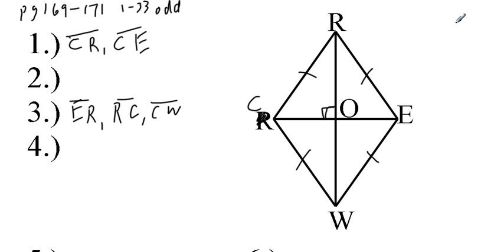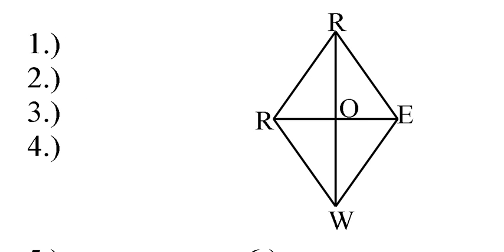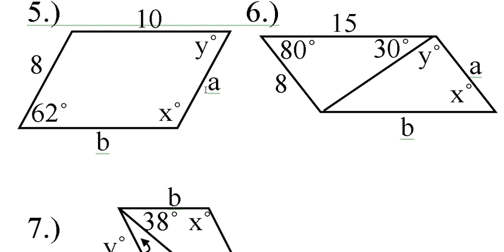All right, moving on. Number 5, we're told we have a parallelogram to start with for all of these, and we're supposed to find the values of A, B, X, and Y. Now, A and B here are lengths of sides, and since it's a parallelogram, opposite sides are congruent, so A is simply 8 and B is simply 10. Okay, pretty simple. And X and Y, opposite angles of a parallelogram are congruent, so Y is 62. And X and Y, these two are going to add up to 180, so this is going to be 128.